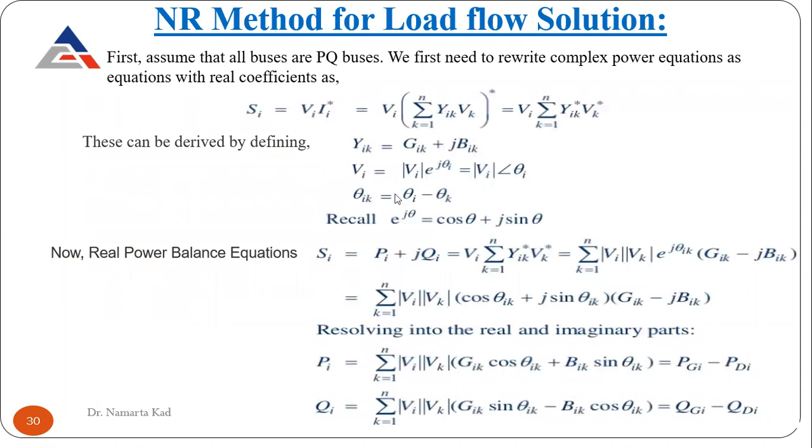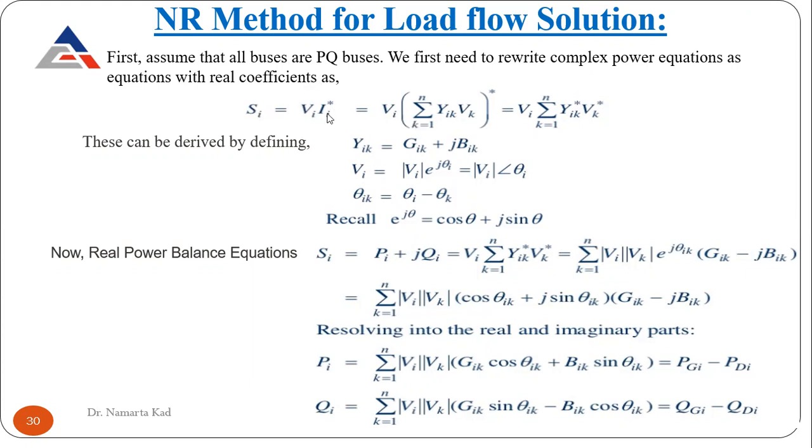Now its mathematical formulation. First of all, assume that all buses are PQ buses. PQ buses means load buses. So we first need to rewrite the complex power equations as equations with real coefficients. So in this we have to rewrite all the equations again. S is equal to V into I conjugate. S is our apparent power. For the ith bus, it is the voltage for the ith bus into the current for the ith bus, its conjugate.